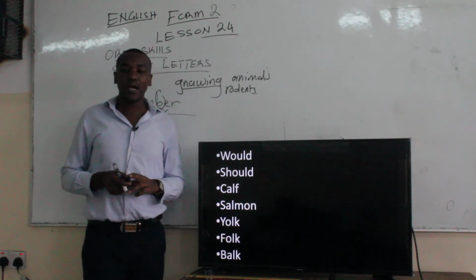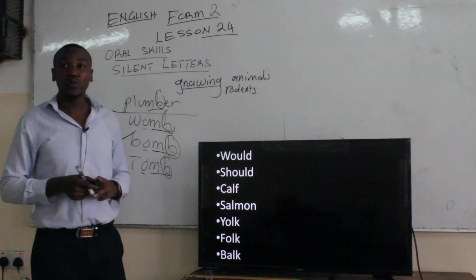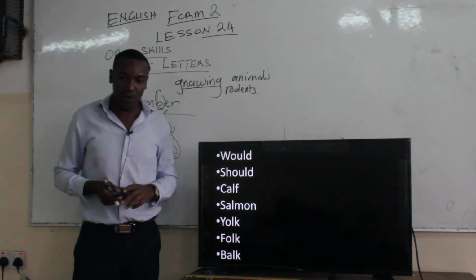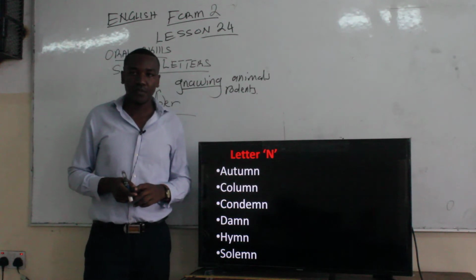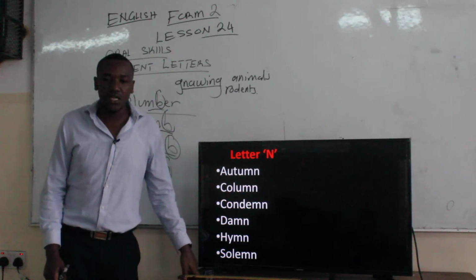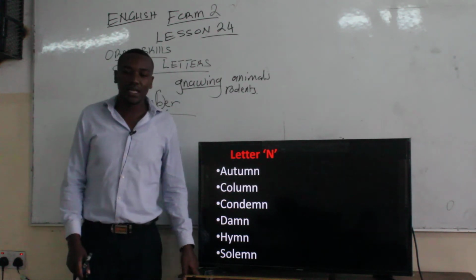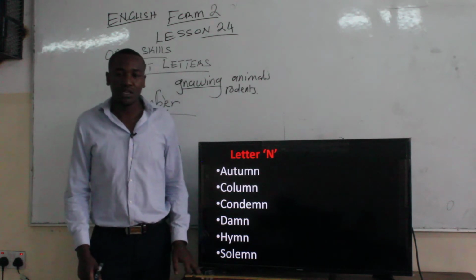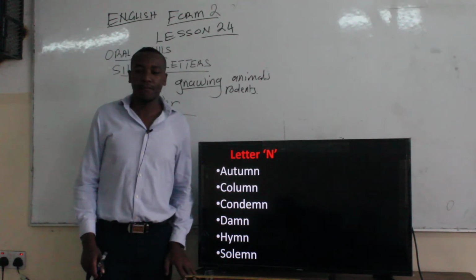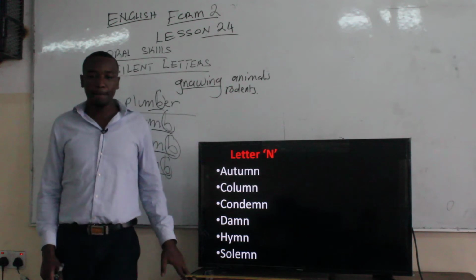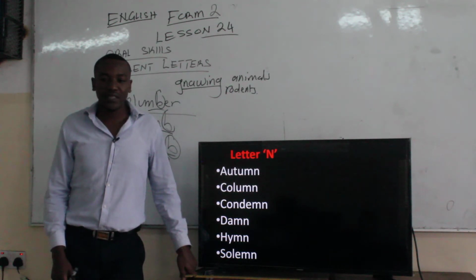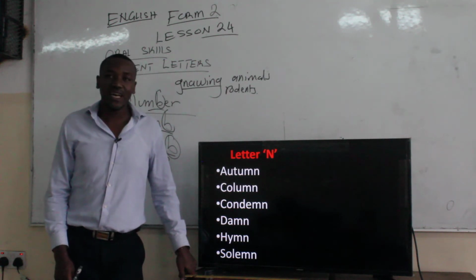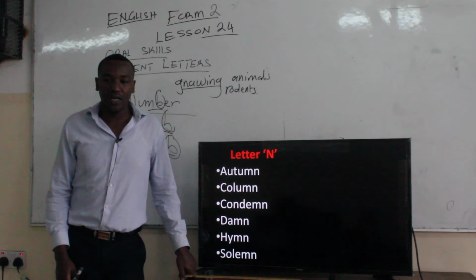Then we've got these words where the N is not supposed to be pronounced. And here we have a list of those words. We say autumn, column, condemn, then damn, hymn, and again we say solemn. So the N is silent in those words.